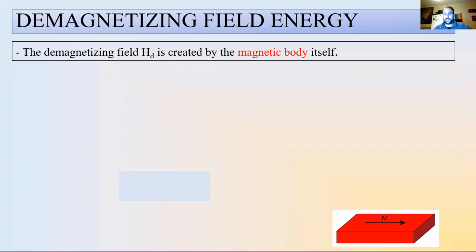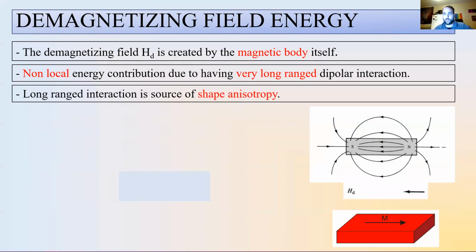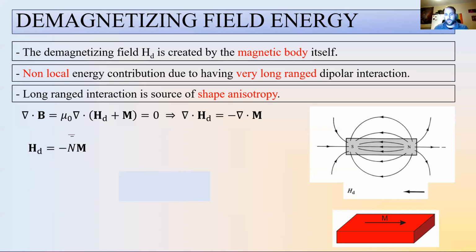Another term that we need to discuss is the demagnetizing field energy. It is created by the magnetic body itself, and the reason why a magnetized body has a demagnetizing field energy is the non-local contribution due to the very long range dipolar interaction, as shown in the figure. Another remark I want to state here is that the long range interaction is the source of shape anisotropy. By solving Maxwell's equations for a given body, the demagnetizing field can be found, and it is equal to minus N, which is a diagonal matrix including the demagnetizing constants, multiplied by the magnetization M.